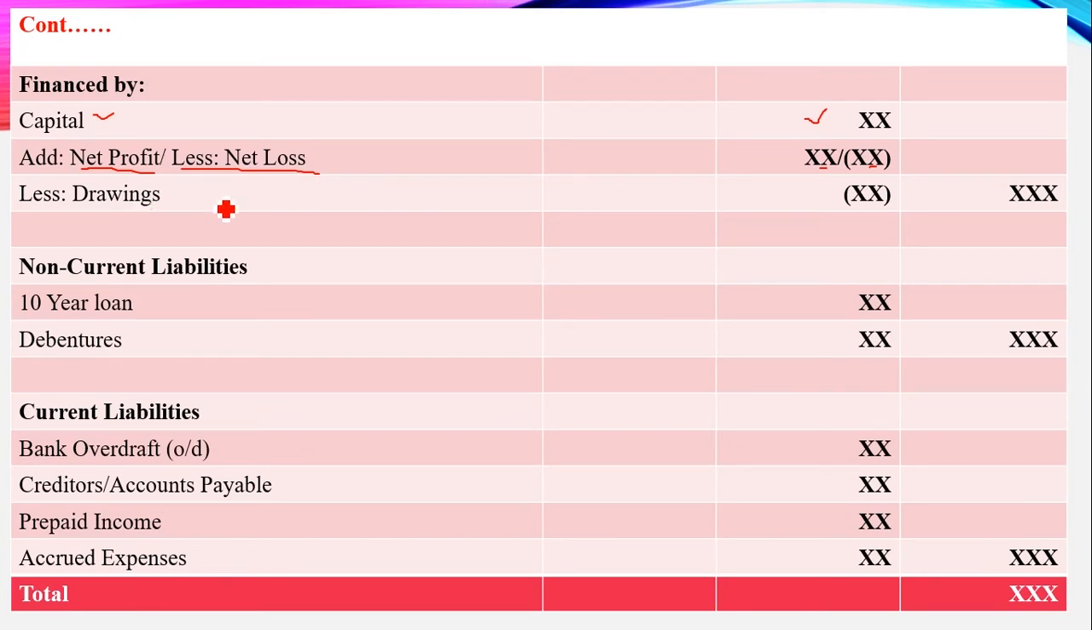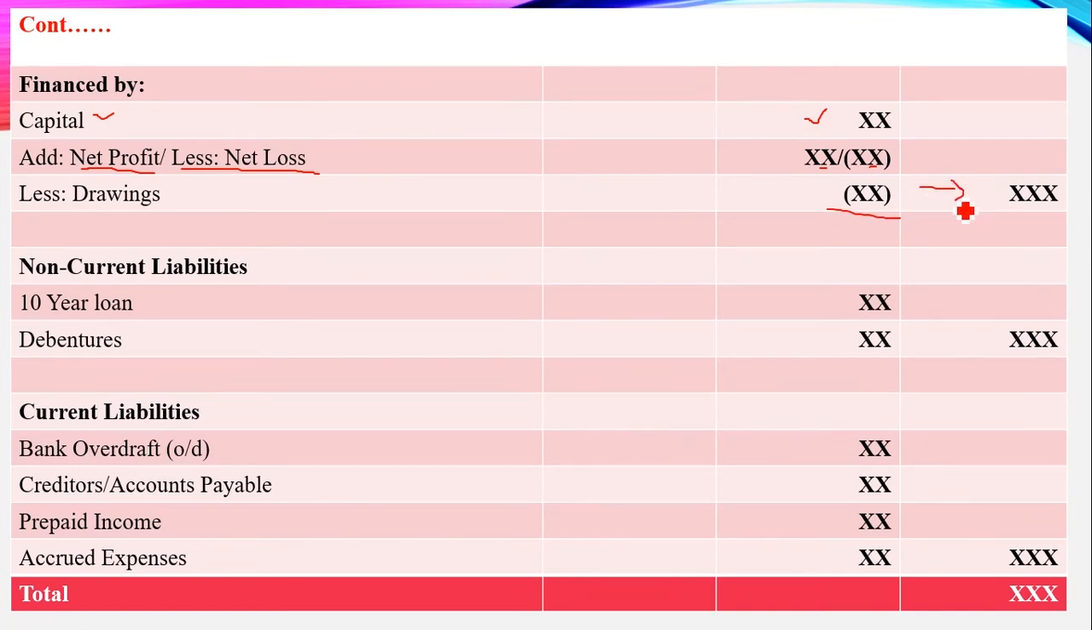Another item is drawings. Drawings is whatever you take from the business for personal use. You have a shop, you take sugar for your family to consume. That sugar is not paid for. Therefore, it is going to reduce your capital because it has been spent out. But if you are taking an item for business use, right? You are taking sugar to cook tea to sell. That is a business. Therefore, it is not a drawing. See that? So a drawing is what is taken for personal use. Again, that is going to reduce your capital. So you subtract it. That's why you put this figure in brackets. So you get the total.